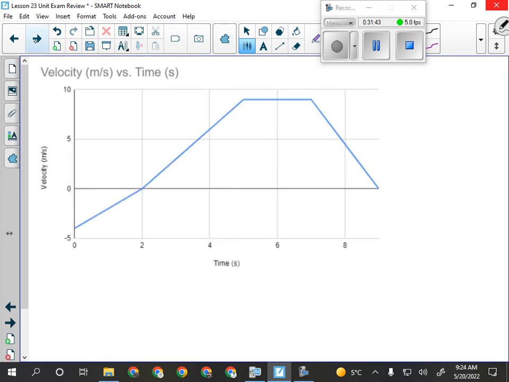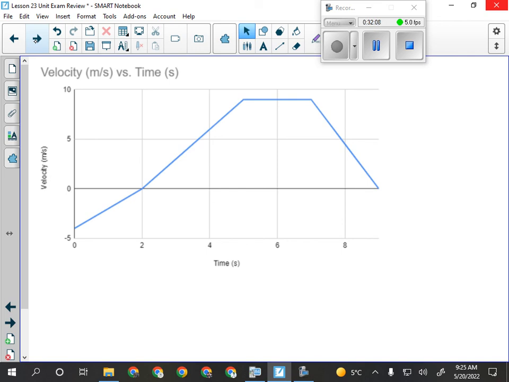Last one, because we're running out of time here. You've got a velocity versus time graph. I want you to calculate the total displacement of this object. Total displacement of this object. I'll give you 3 minutes. It'll take me 1 minute to do it, and then we'll be out of time.